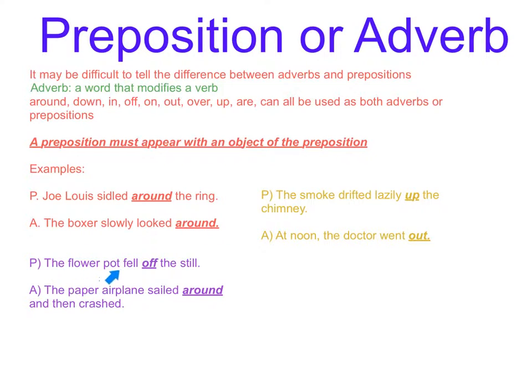The flower pot fell off the sill. Sill is the object of the preposition, which is off. The paper airplane sailed around and then crashed. Around is modifying sailed, therefore it is an adverb. The chimney smoke drifted lazily up the chimney. Chimney is the object of the preposition up. At noon, the doctor went out. Out is modifying went.